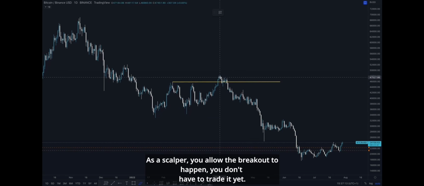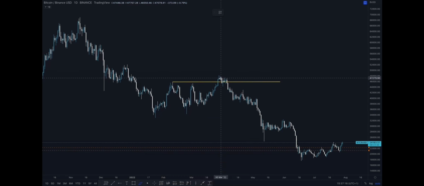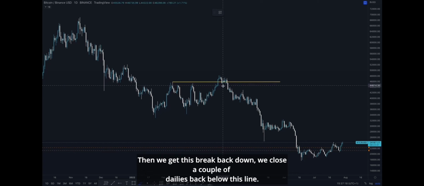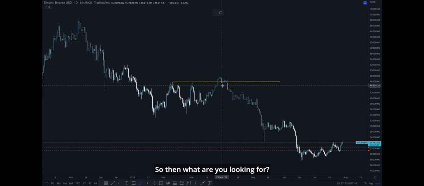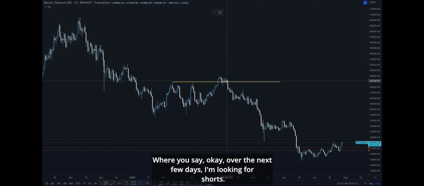As a scalper, you allow the breakout to happen. You don't have to trade it yet. Then we get this break back down. We close a couple of dailies back below this line. You're like, okay, this is potentially a deviation. So then what are you looking for? Well, you say, okay, over the next few days, I'm looking for shorts.